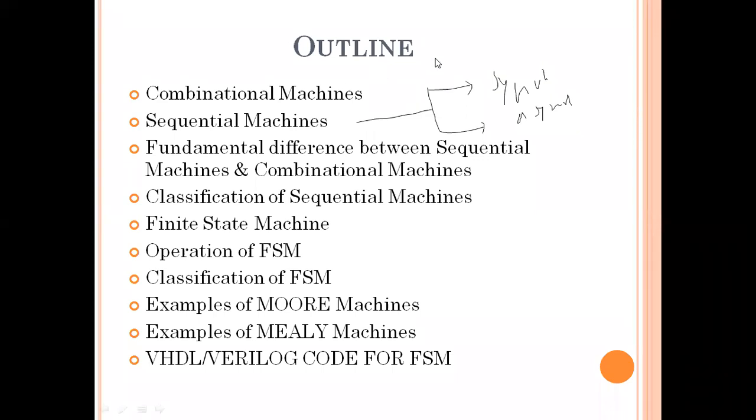Okay. So I think all of you have to note down all these points which are very important when we have to understand the digital system. In short, I just explained what is meant by the combinational machine, sequential machine, right? What is the fundamental difference between the sequential machine and combinational machine? What is the classification of sequential machine? What is meant by the finite state machine? And now here we have to understand the finite state machine, the different classifications of finite state machine and examples of that FSM with the hardware description language.